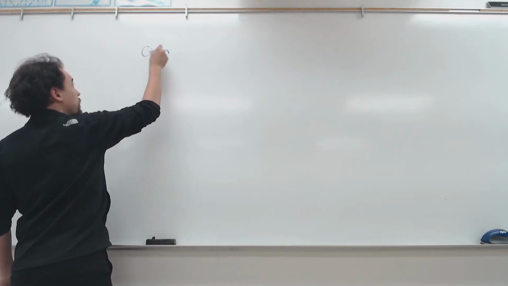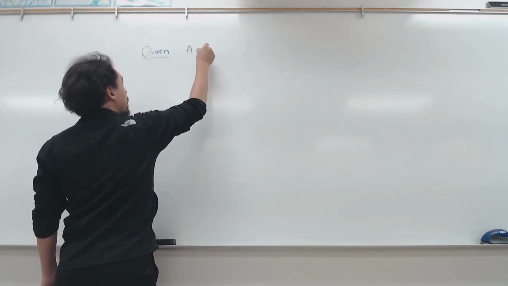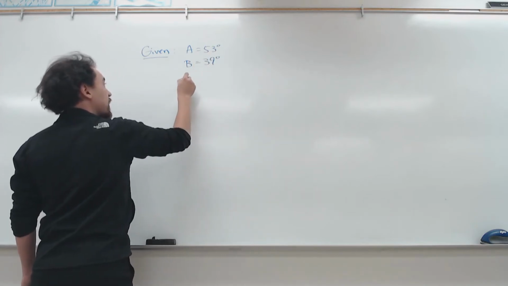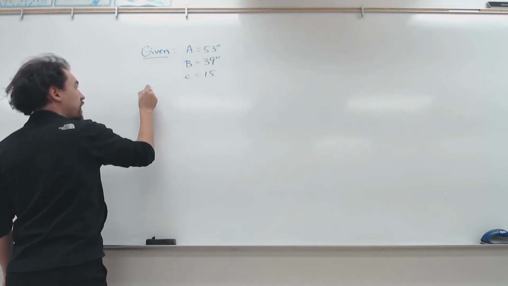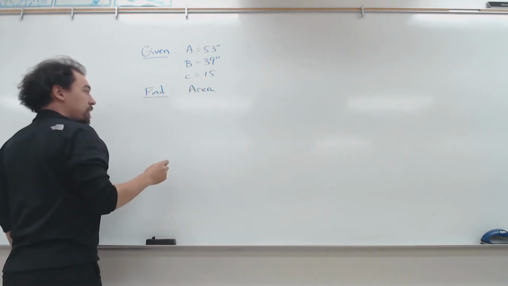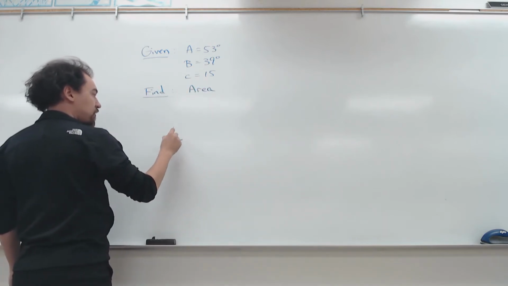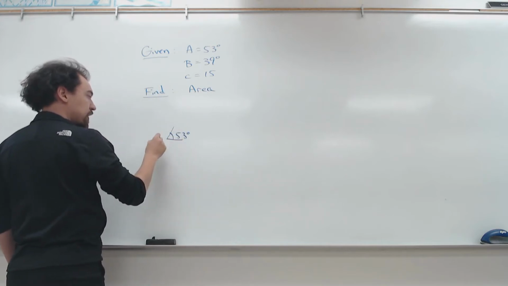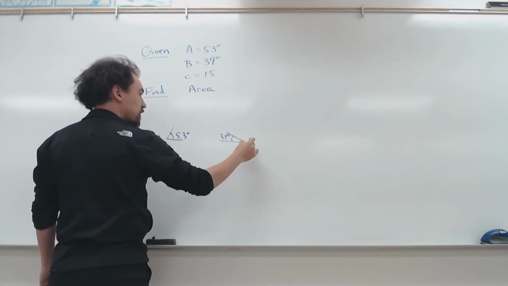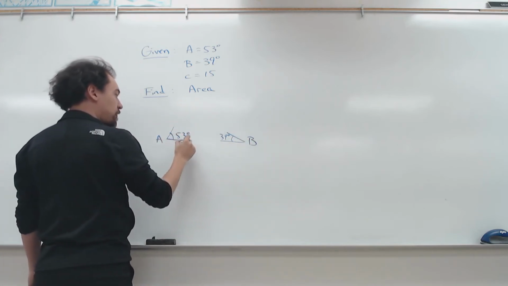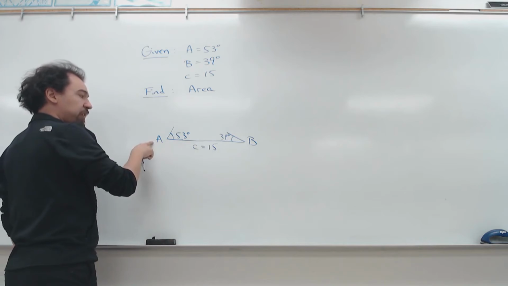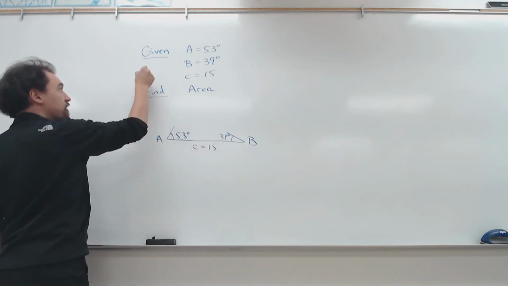What if we're given angle A is 53 degrees, angle B is 39 degrees, and side length c is 15? We would like to find the area of the triangle. If I try to draw this with angle A in the lower left corner and angle B in the lower right corner, angle C is up here, so the opposing side, c, is down here. The information I've given is angle, side, angle, which is not side angle side.